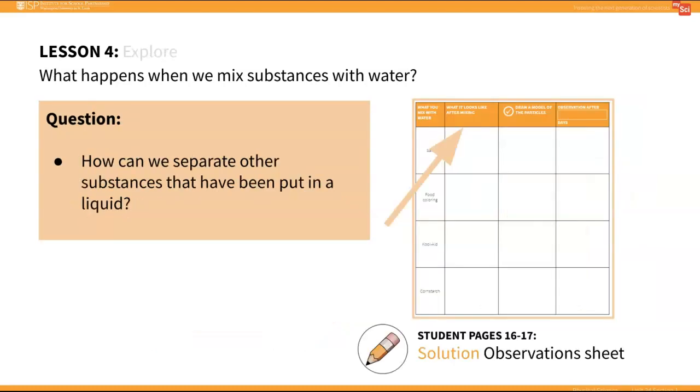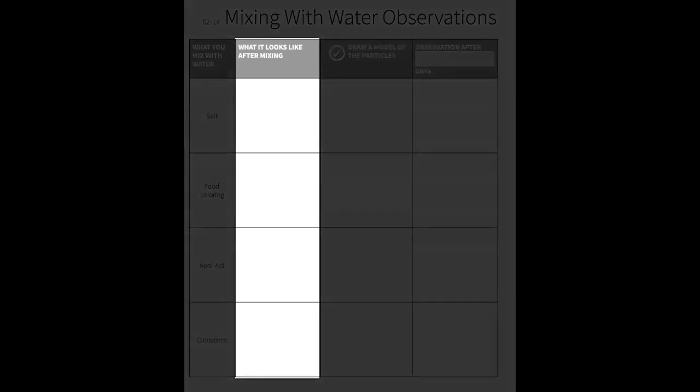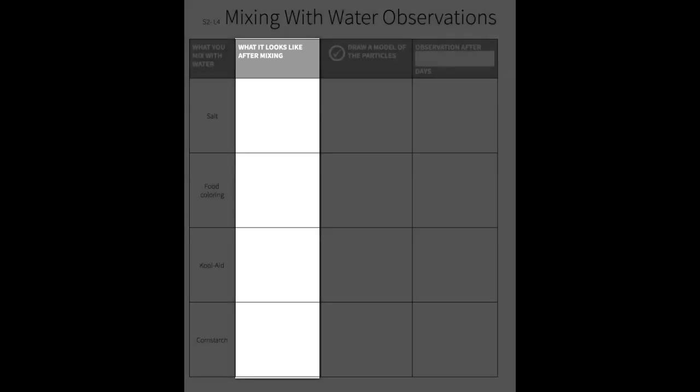In the Explore portion of this lesson, you'll divide students into 6 groups and give each group a substance to mix with water. Students will mix salt, food coloring, Kool-Aid, cornstarch, sand and iron, and oil with water. Have each group share out what their mixture looked like after they mixed it up. Students should record what the groups share out on the Mixing with Water Observations handout found in their student journal.